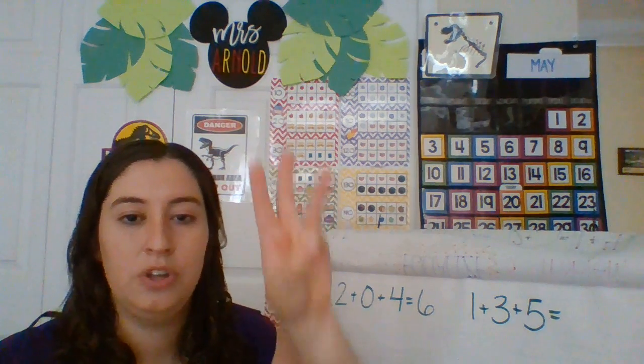5. So we're going to start with those first 2 numbers again. 1 plus 3, so 1 plus 3 more. I'm going to count up 3 fingers. 1, 2, 3, plus 5. 1, 2, 3, 4, 5. What's our answer today? 9. 9 is our answer.